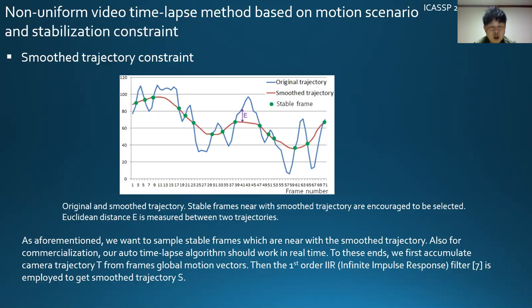Here is the smooth trajectory constraint. As aforementioned, we want to sample stable frames which are near the smooth trajectory. Also, for commercialization, all time-lapse algorithms should work in real time. To this end, we first accumulate camera trajectory T from the frames' global motion vectors. Then the first order IIR filter is employed to get smooth trajectory S.